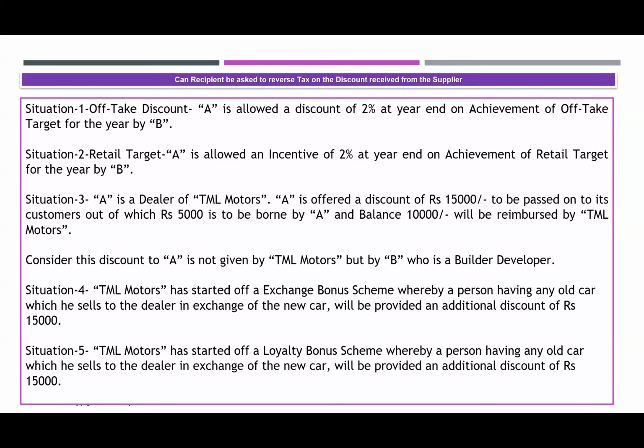RPG, at the end, you may please share the citation of this Bombay High Court judgment, please. Yes, definitely. Thank you.